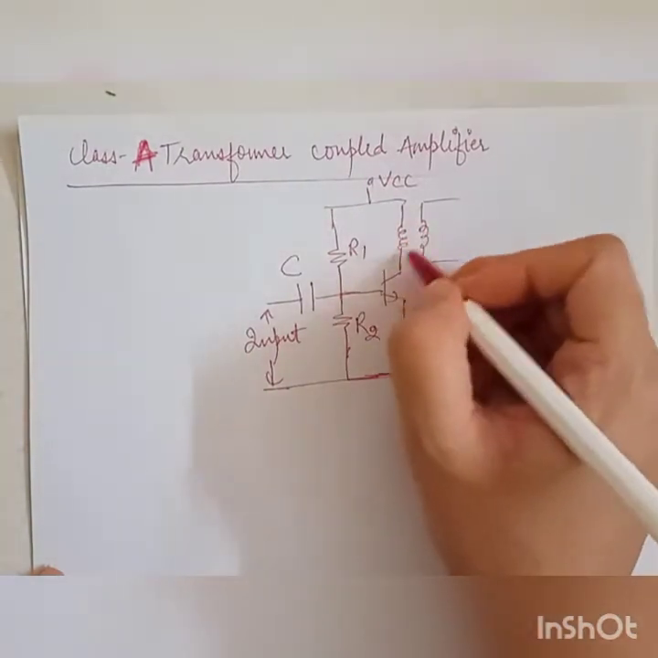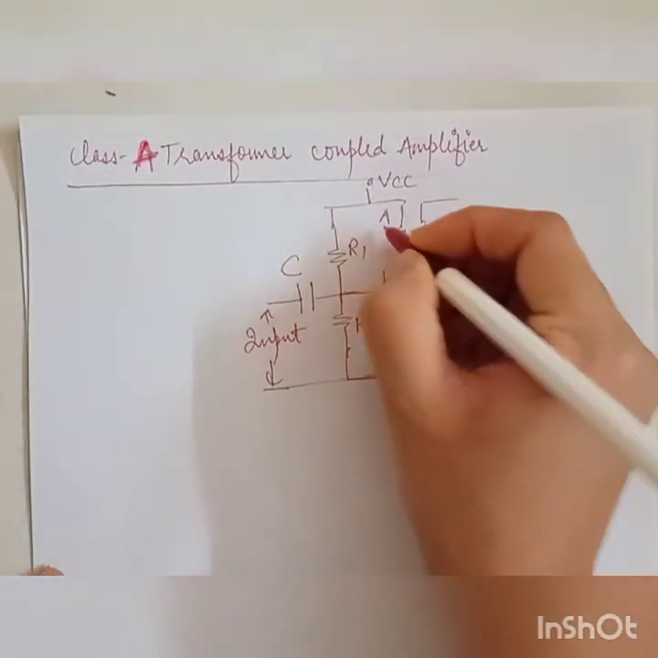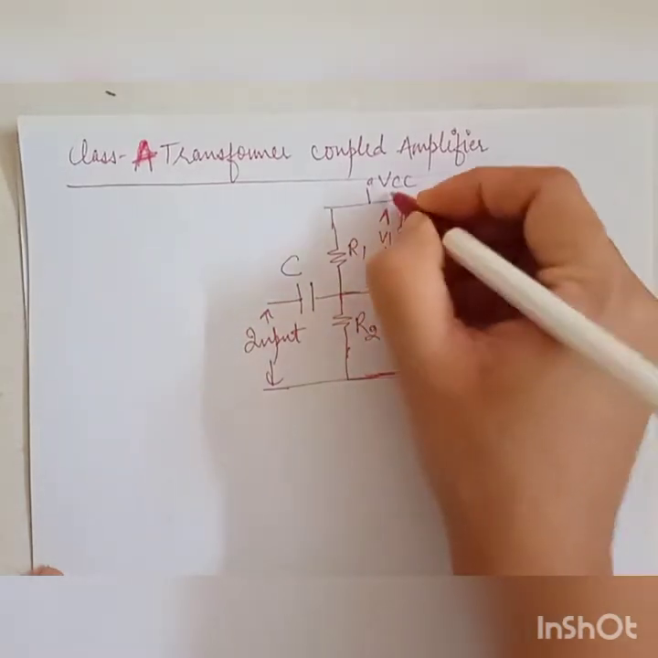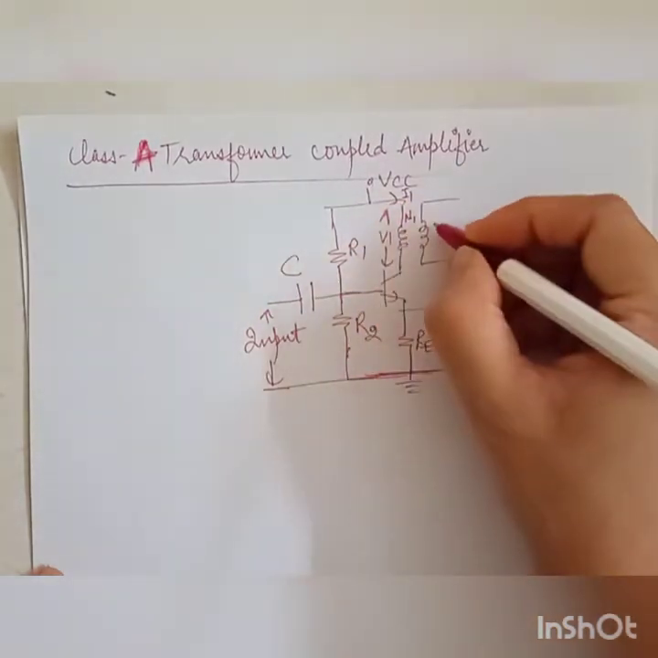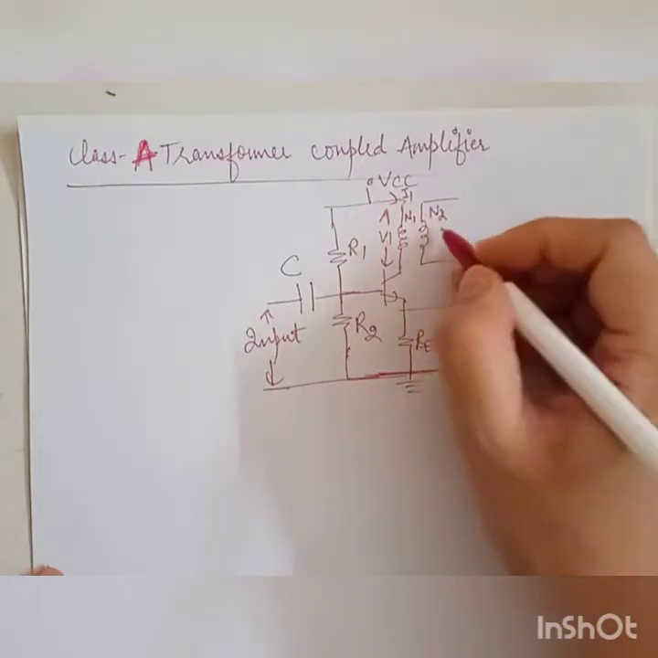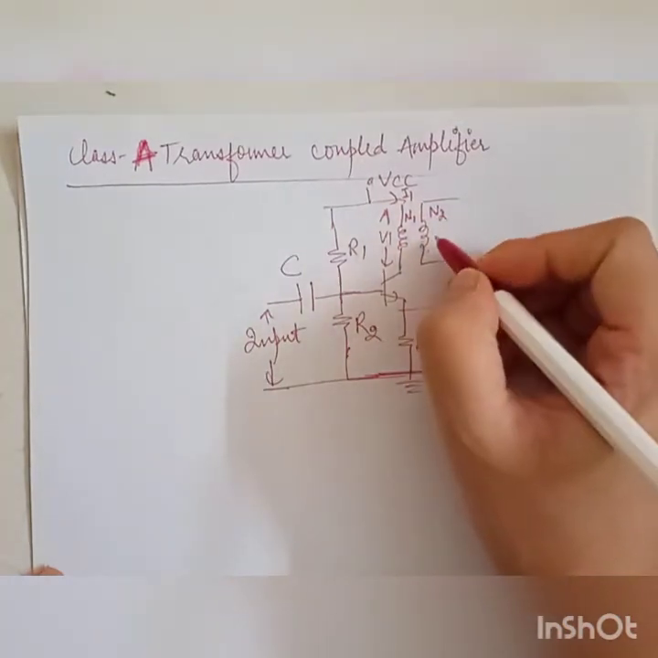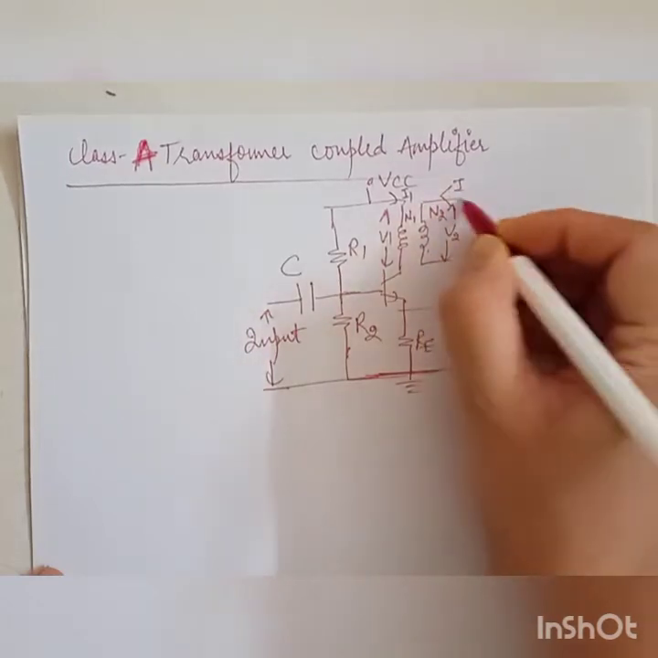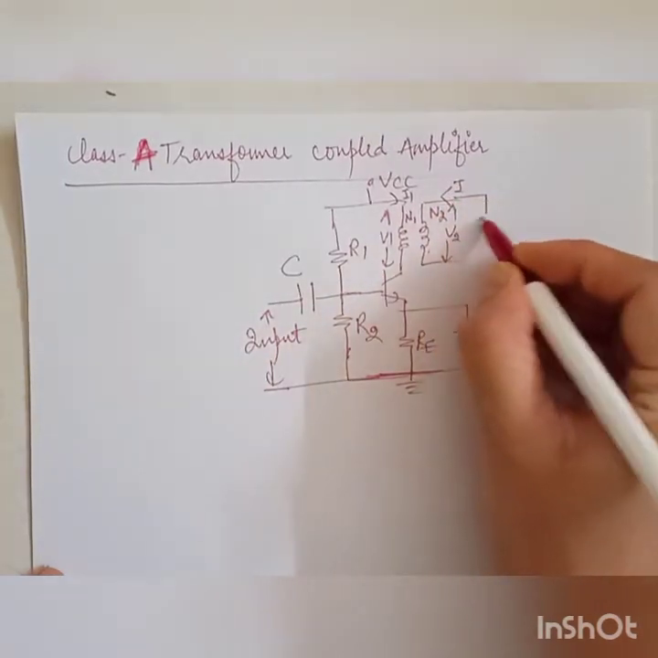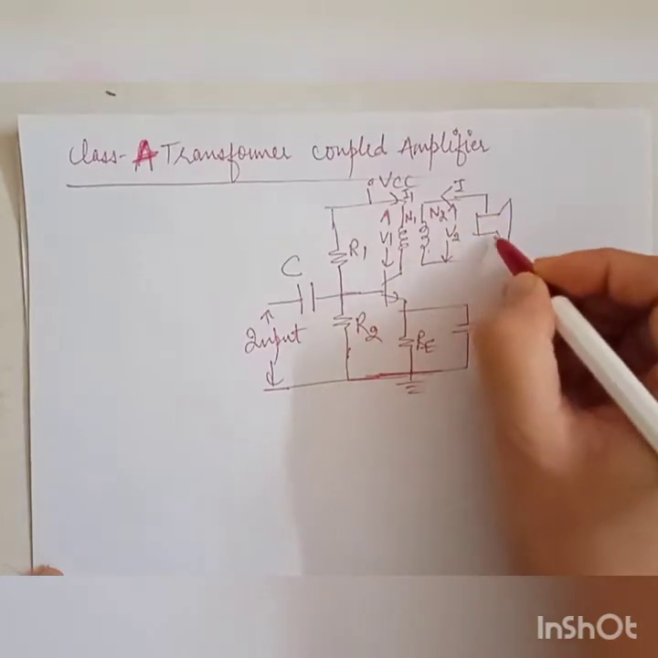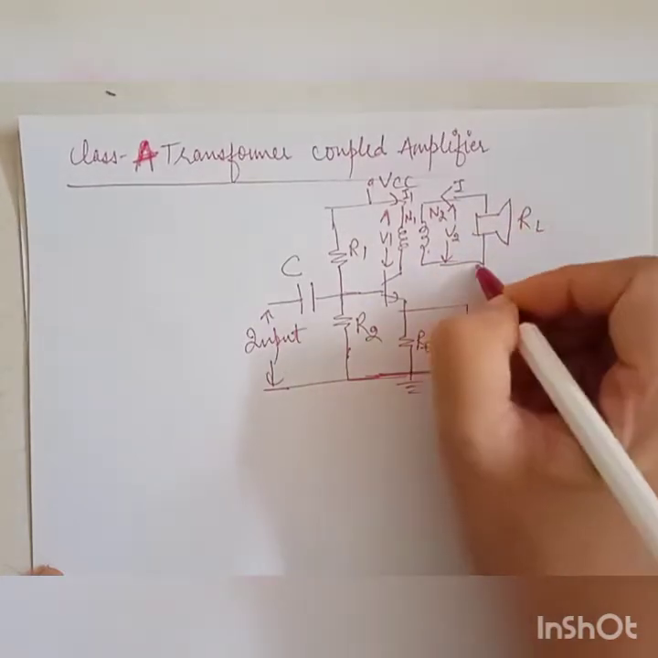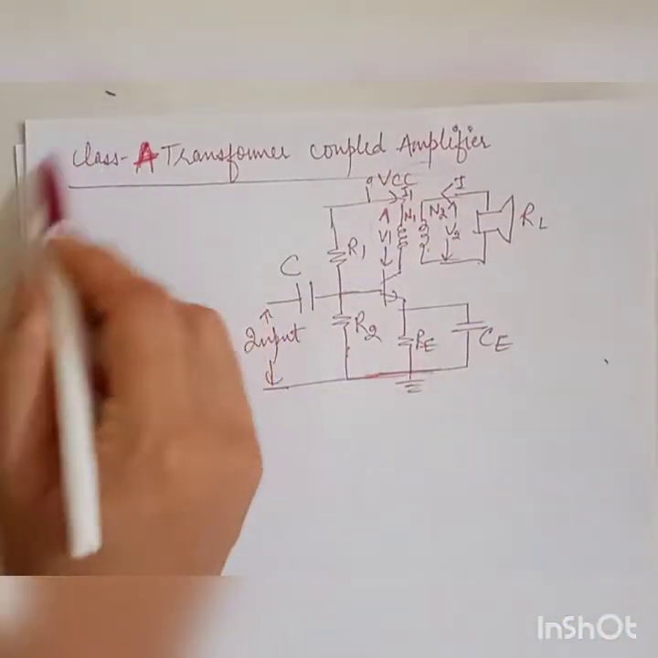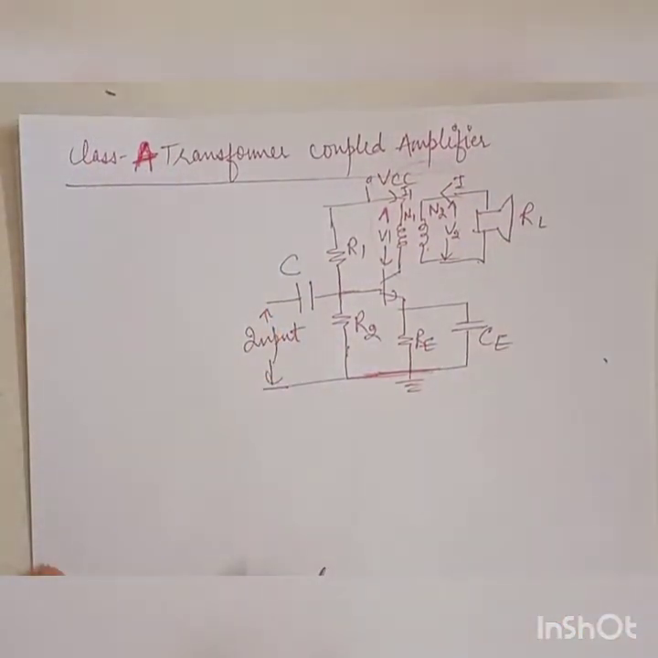This is my primary of the transformer where my input here is V1. Number of turns here is N1 and the current flowing here is I1. Similarly, the number of turns in the secondary is N2 and the voltage here is V2 and the current supplied is I2. Let's say I'm using a loudspeaker here as a load. So this is my load here. So we are using a transformer coupling here in the Class A transformer coupled amplifier.